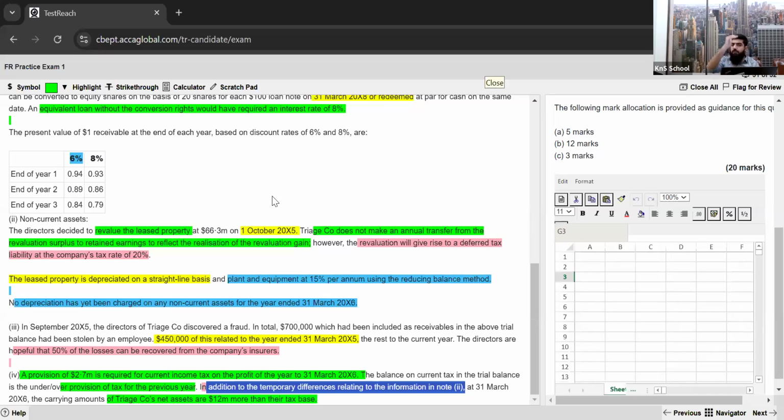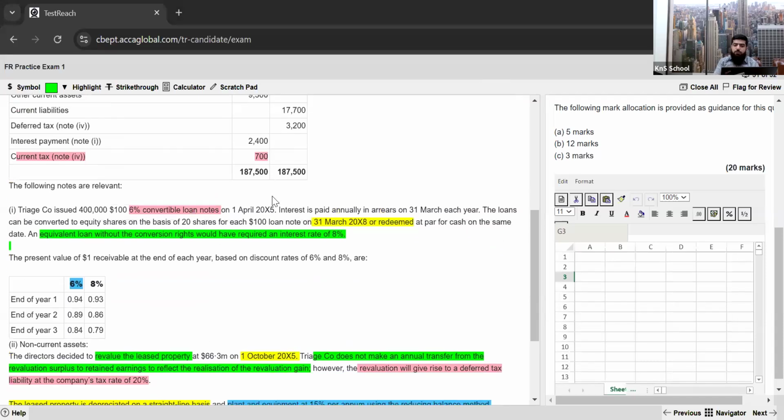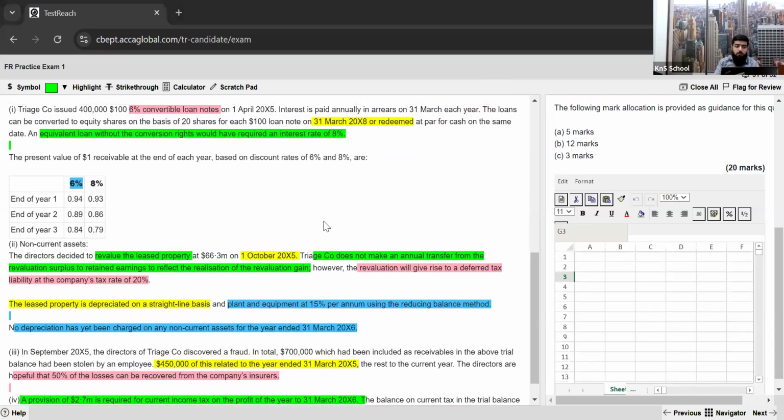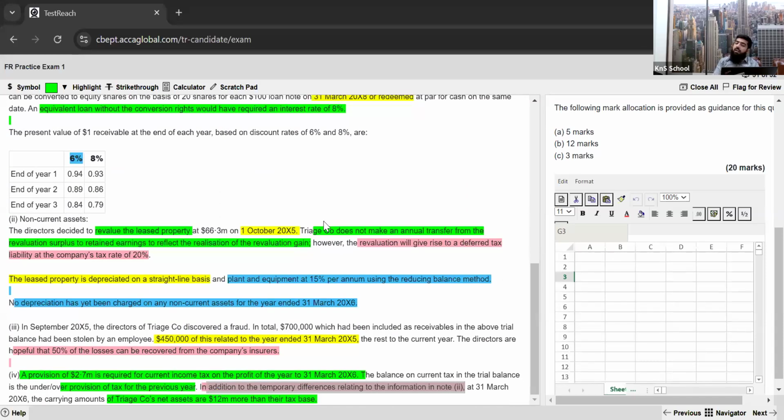Now, these were all the adjustments. But I believe that there was not any adjustment that you might think you will not be able to handle, or that we have not learned or practiced. All of these adjustments are related to a few standards: adjustment number 1 is related to IFRS 9, adjustment number 2 is related to IAS 16, adjustment number 3 is a general adjustment for errors, and adjustment number 4 is related to IAS 12.